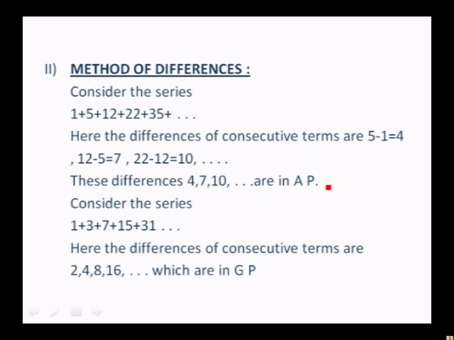They are in AP. So consider the series 1 plus 3 plus 7 plus 15 plus 31.